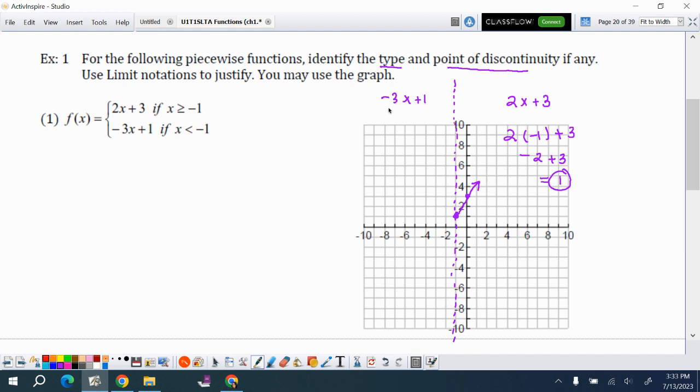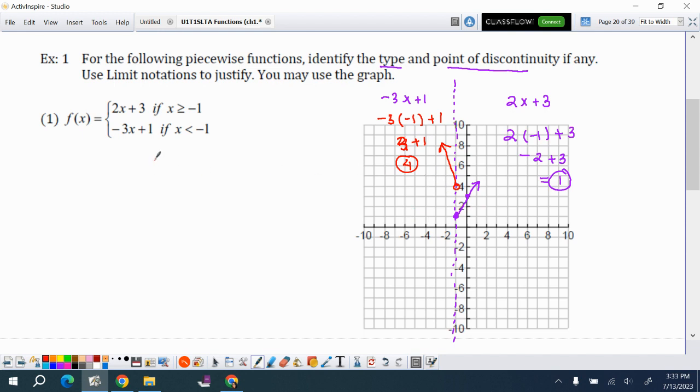On the left side is -3x plus 1. Now, it's not including, but what this means is getting closer and closer and closer. So I'm going to substitute the same -1 value to see what's happening. -3 times -1 is a positive 3, plus 1 is 4. So from the left side, you are coming at the 4 and the slope is negative. So that's the open circle because it's not including, and the slope is 3. This is the piecewise function.